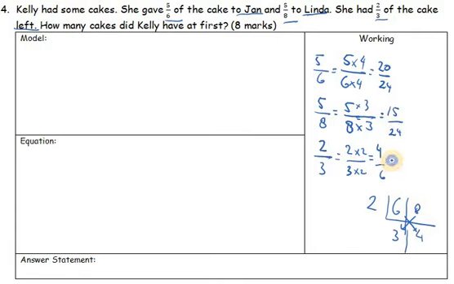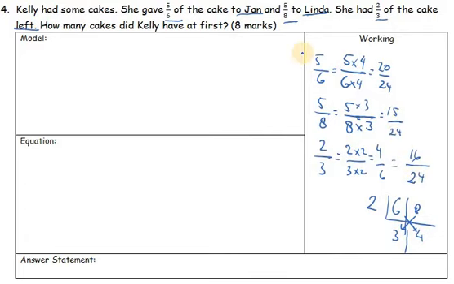And then 4 out of 6, same thing. We need to have the same denominator, so 6 multiplies with 4. Let's write it down over here because there's not enough space. 4 times 4 becomes 16, and 6 times 4 is 24. So these are the fractions that we have, all with the same denominator.